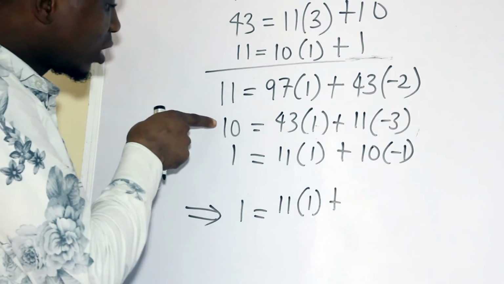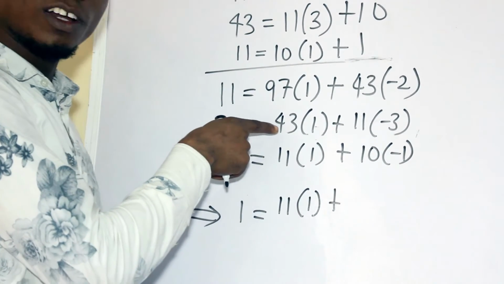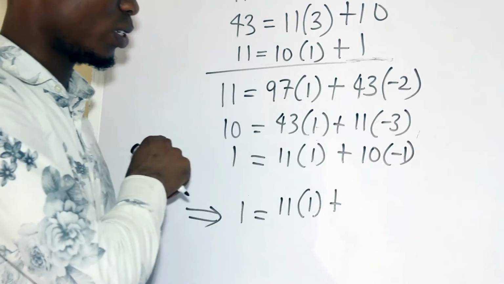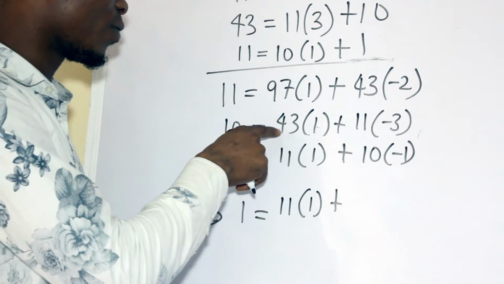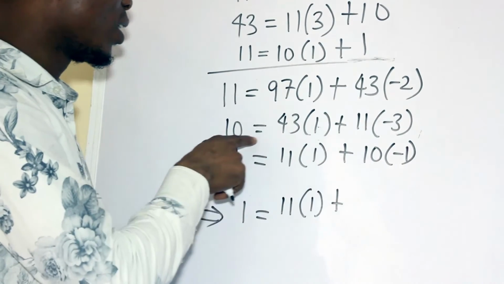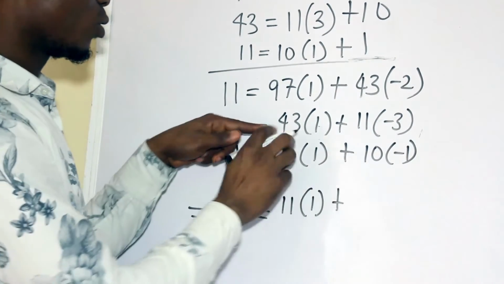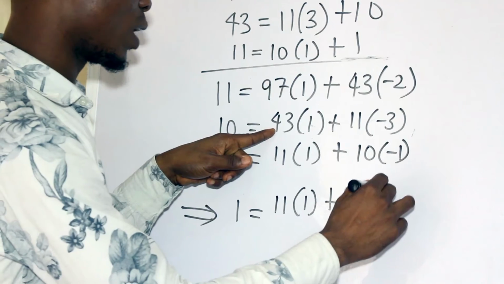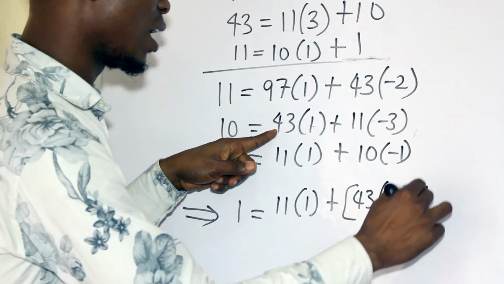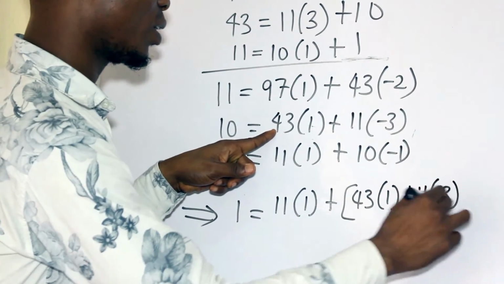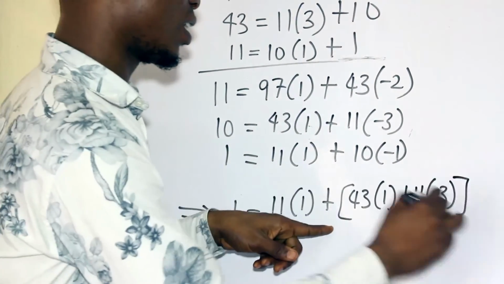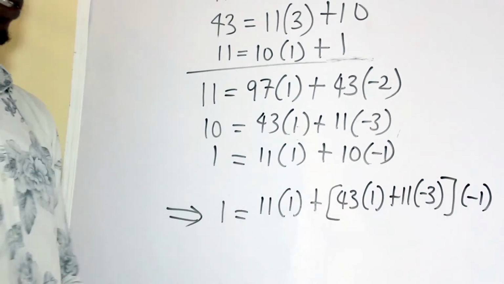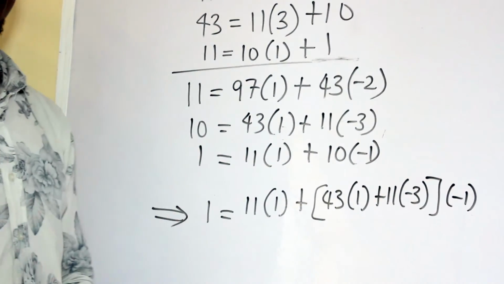Because in this second part, 10 equals 43 multiplied by 1 plus 11 multiplied by minus 3. So I'm not going to write 10 here. I'm going to substitute for 10. So this is going to be 43 multiplied by 1 plus 11 minus 3. Then we have our minus 1, which is a common 10 that will open up our bracket.